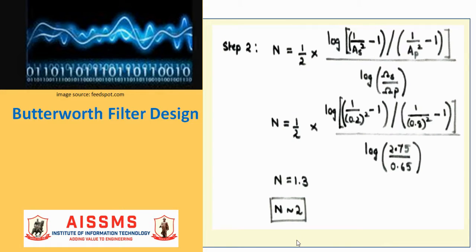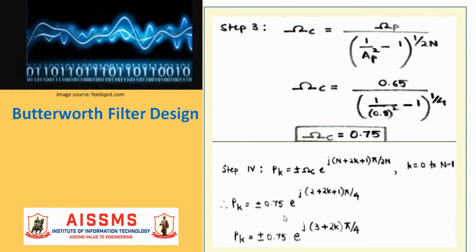The next step is to calculate the order of the filter n. It is given by n is equal to 1 by 2 into log of ((1/As² minus 1) divided by (1/Ap² minus 1)), the whole divided by log(Ωs/Ωp). Substituting the values of As, Ap, Ωs, Ωp, we get n as 1.3. Let us approximate it to the next higher integer. So n is equal to 2.